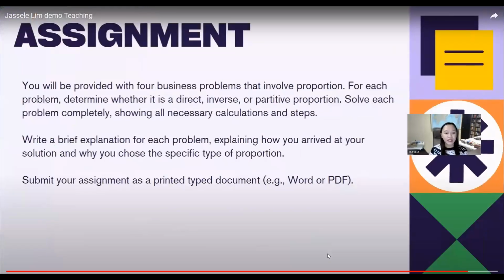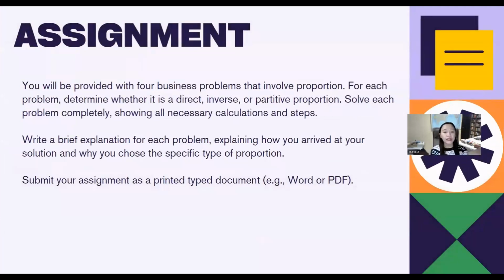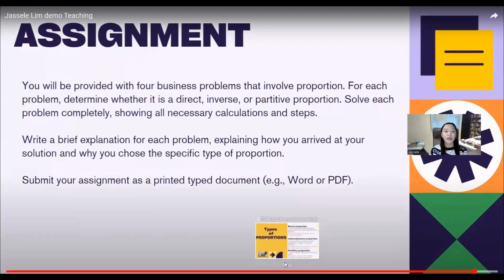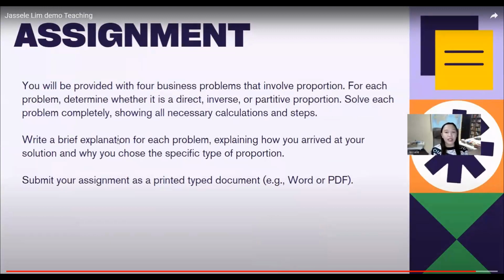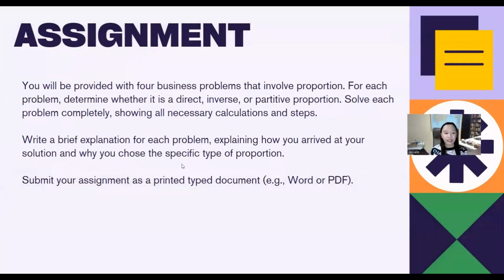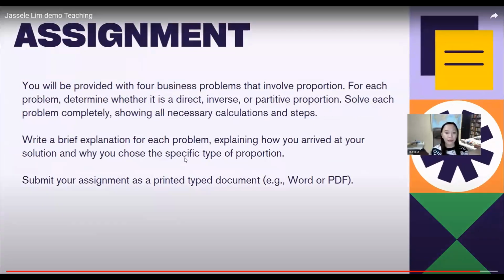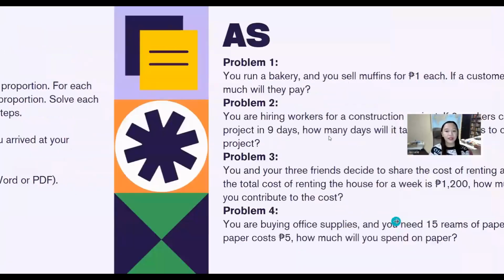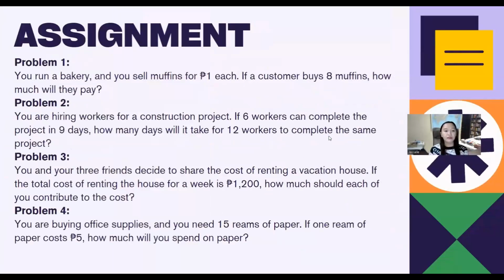Okay, so for your assignment, you will be provided with 4 business problems that involve proportion. For each problem, determine whether it is direct, inverse, or partitive proportion. Then solve the problem completely, showing all necessary calculations and steps. Of course, you can also write a brief explanation of each problem, explaining how you arrive at your solution and why you choose the specific type of proportion. Kindly submit your assignment as a printed document, either Word or a PDF. Okay, so here's your assignment. Kindly take it down. Problem number 1, 2, 3, and 4.